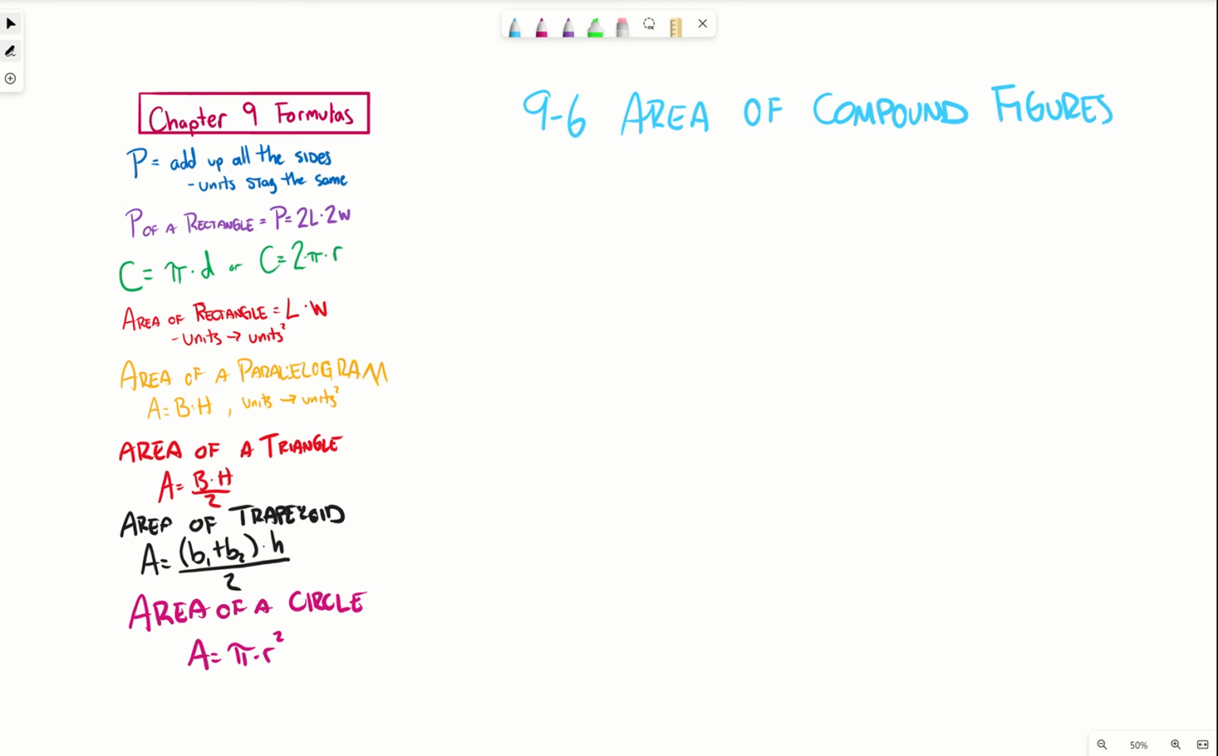All right, today we are getting to the finality of area, and we're going to be dealing with compound figures. Compound figures are not just rectangles, triangles, trapezoids, circles, all those things. It's a combination of lots of different shapes. An example of a compound figure might look like this.